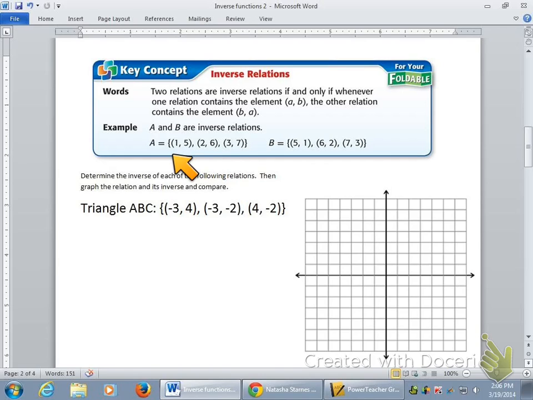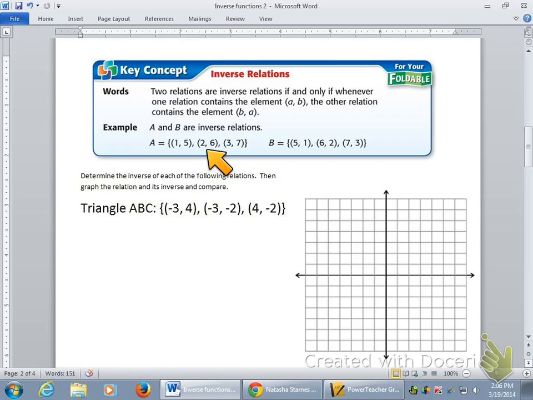So guys, I want you to notice right here that if AB is an element in function A or relation A, then the opposite of that, BA, will be in function B or relation B in this case. All right? And what I want you to know is this. Just look at this right here. If you plug in a 1 into relation A, you get out a 5. But for B, it's the other way around. You plug in a 5, you get a 1.